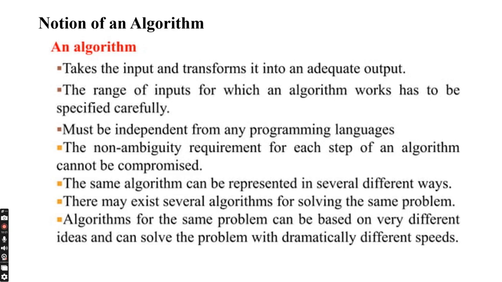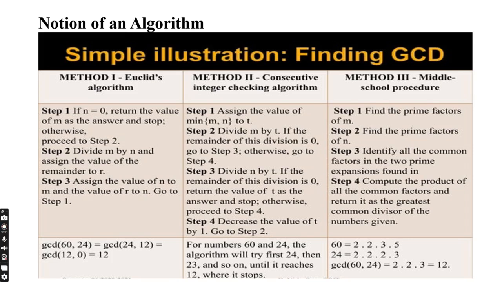The same algorithm can be represented in several different ways, and several algorithms may exist for solving the same problem. An algorithm for the same problem can be based on very different ideas and solve the problem with different speeds. Each algorithm has a different speed, and you can solve a particular problem with the help of any algorithm. These are the various characteristics of an algorithm.